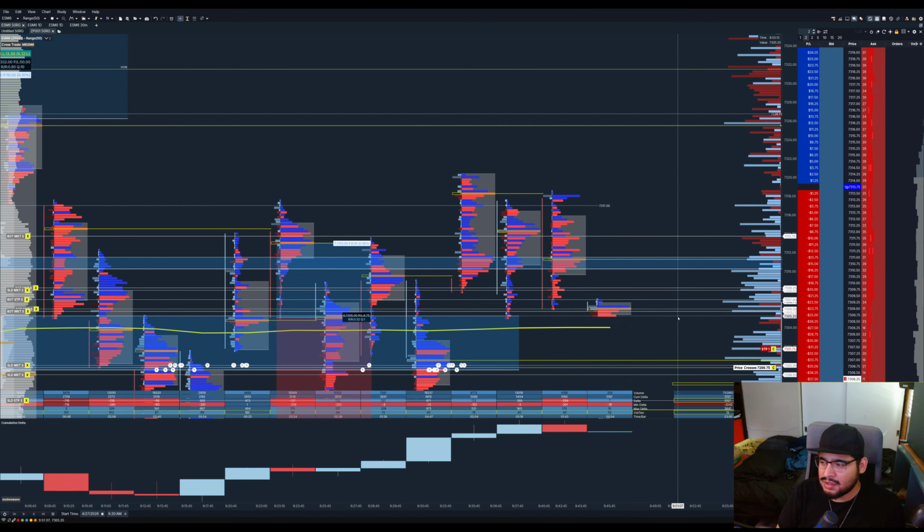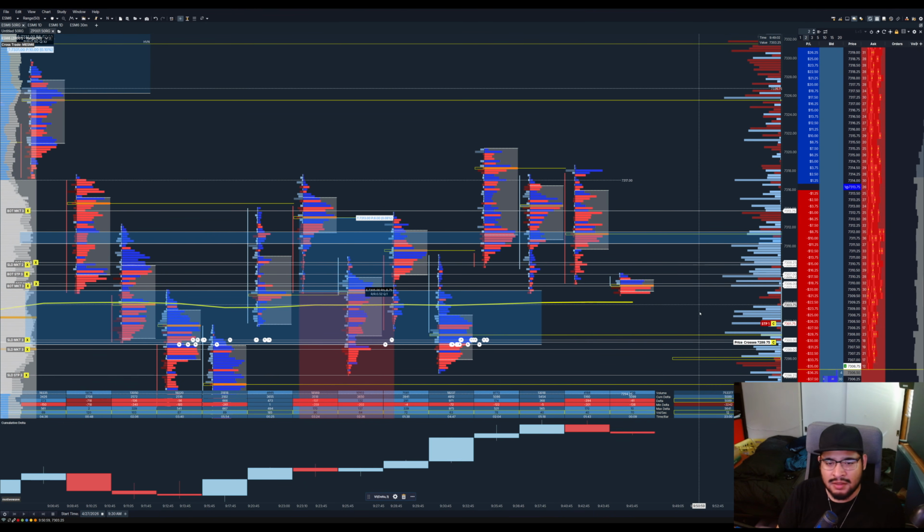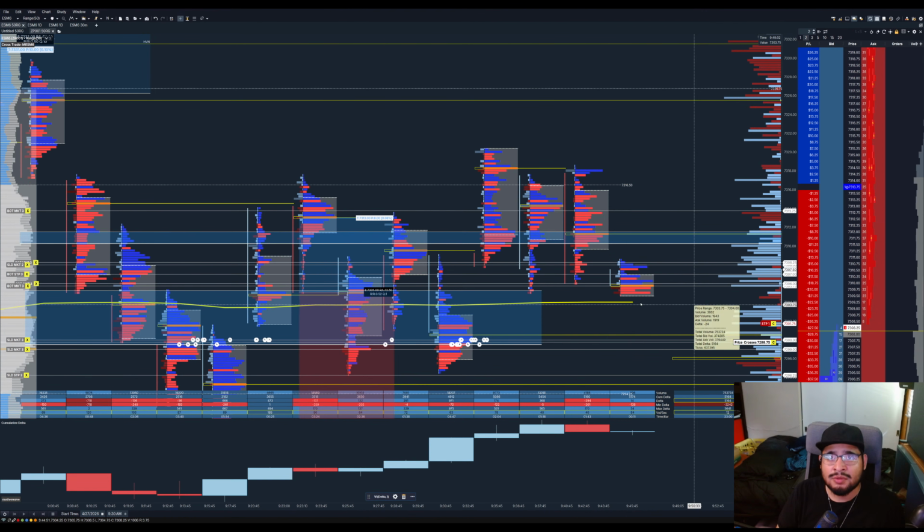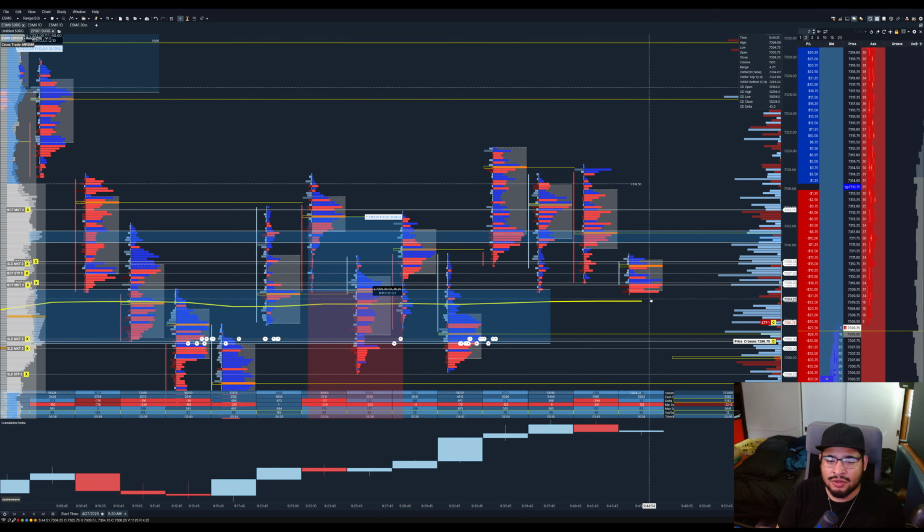We're trying to test the session slash daily VWAP again. Session one is the lower one. I don't have the New York session. This is the daily VWAP. I don't have the New York session one on here.